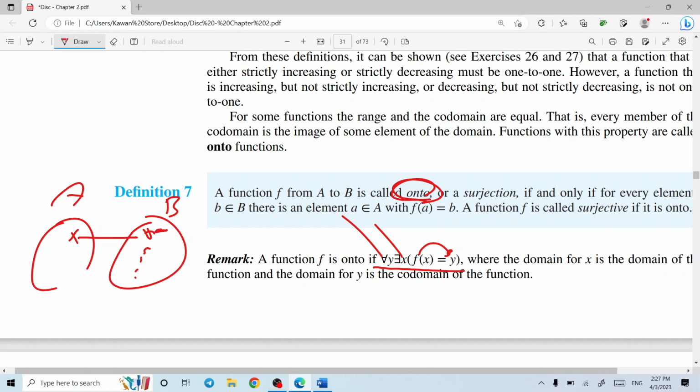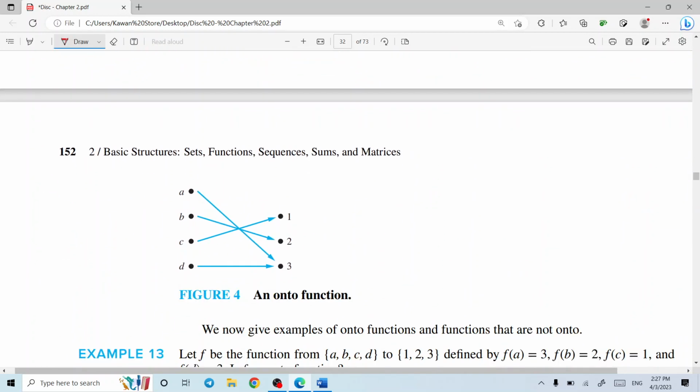Okay? For example, in the previous example, tell me about this example. Is it onto or not? Yes, each element has got a relation. None of them is left. If I have 4 here, or 0, and I ask you, is that one onto? No. Why? Because there is no relation to 0. But careful.